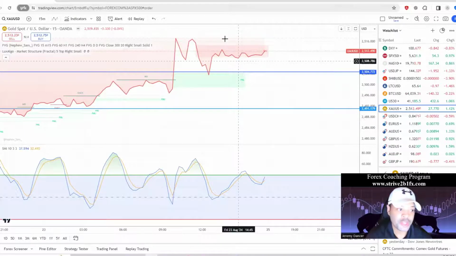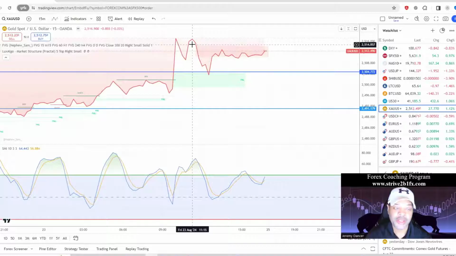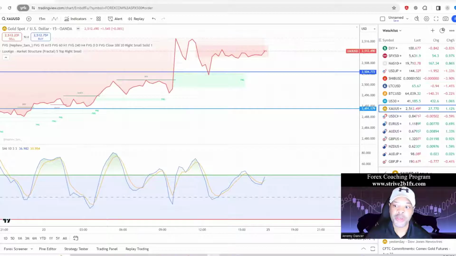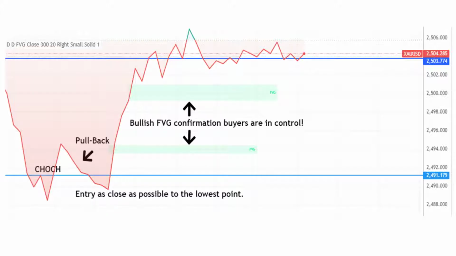Okay, so this right here is my setup, and it's pretty awesome. Here's another picture of how this plays out. In this picture, you can clearly see the change of character. Anytime there's a change of character, there's normally, 90% of the time, going to be a pullback. So you want to wait until that pullback is complete. Once that pullback is complete, usually if it's the lowest point or the highest point, that's when you want to enter the trade.